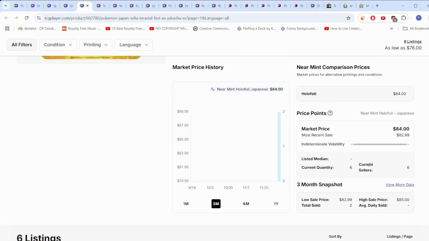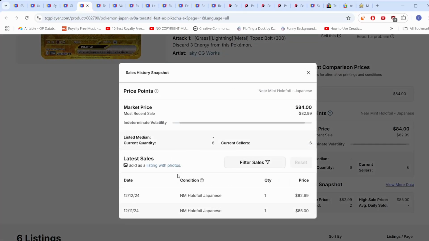Gold Pikachu, and you notice on TCG Player, the price data just from here on the graph just goes from 2 days ago or 8 to the 10th, so that's 4 days ago. But you can actually see the more actual sales here, which is what I really like. There's actually data here.